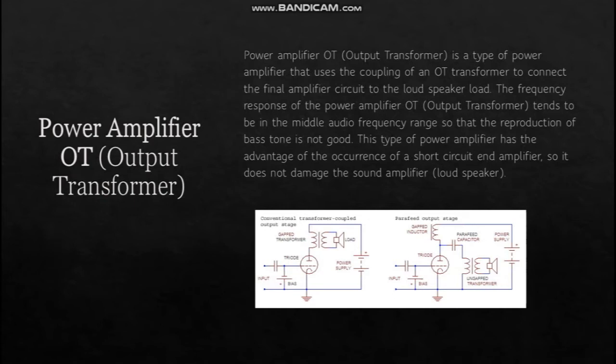The frequency response of the power amplifier OT output transformer tends to be in the middle audio frequency range so that the reproduction of bass tone is not good. This type of power amplifier has the advantage that in the occurrence of a short circuit in the amplifier, it does not damage the sound amplifier or loudspeaker.